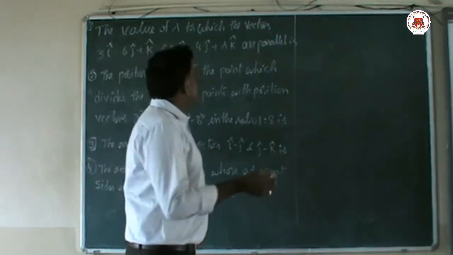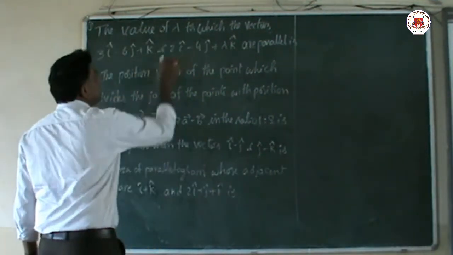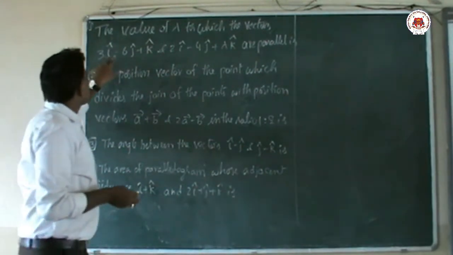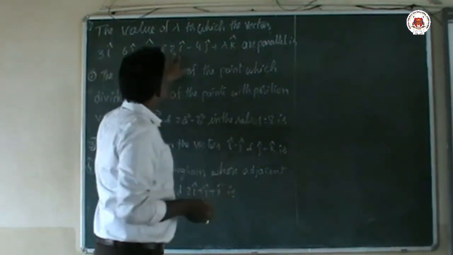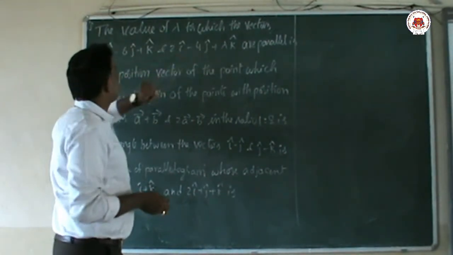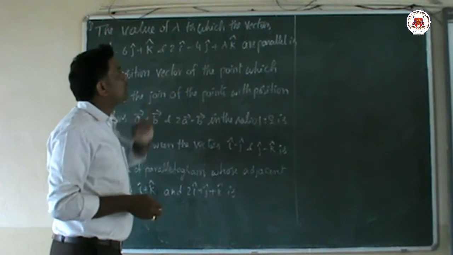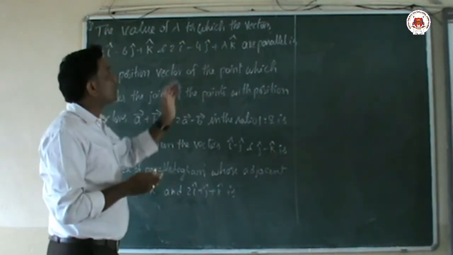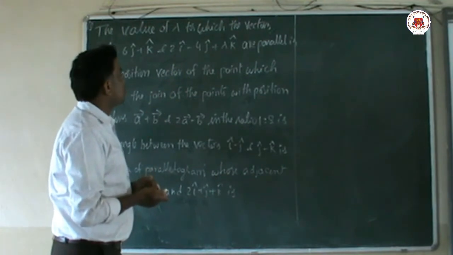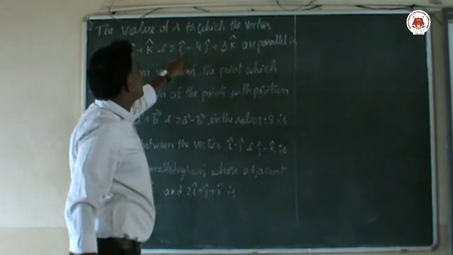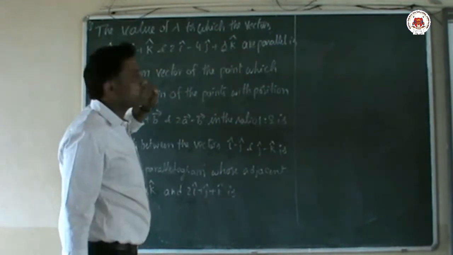So we know when two vectors are parallel, compulsorily they are in proportion. Proportion means the i component of the first vector by the i component of the second vector, the j component by the j component, and the k component by the k component. These are called parallel. Parallel means compulsorily two vectors are in proportion. So I have to find the lambda value. Take this one as the first vector and this one as the second vector.